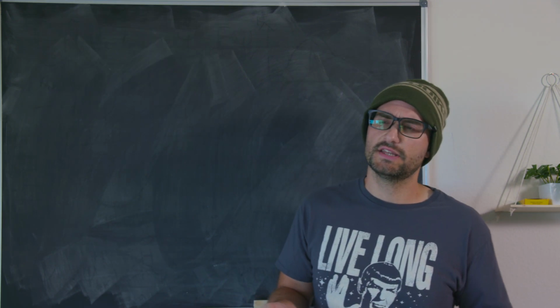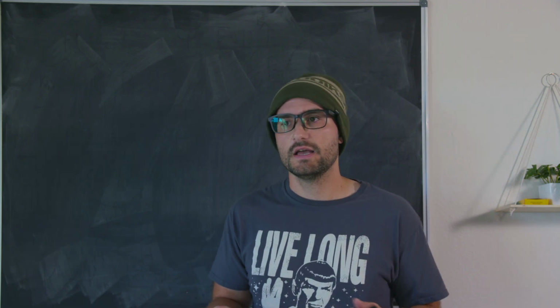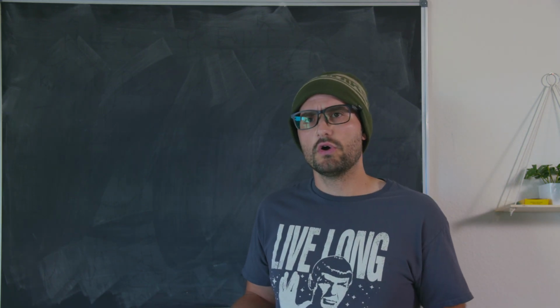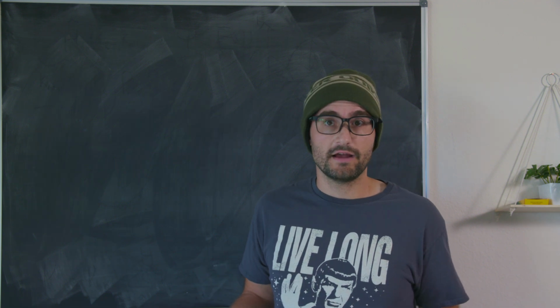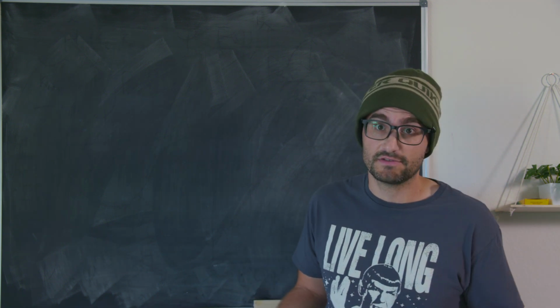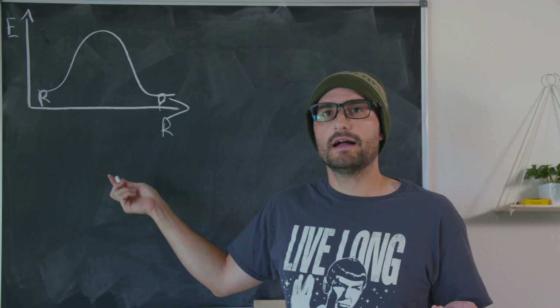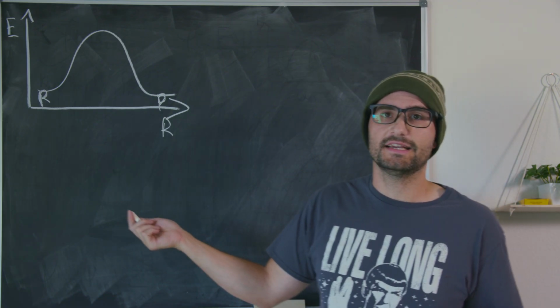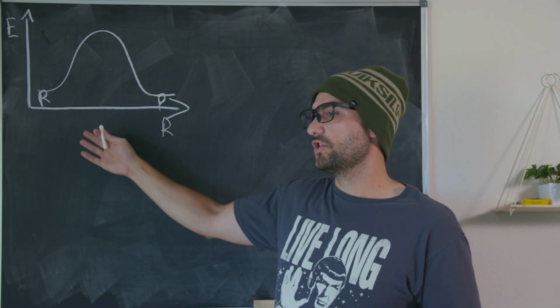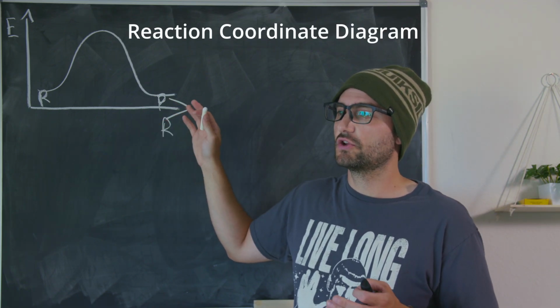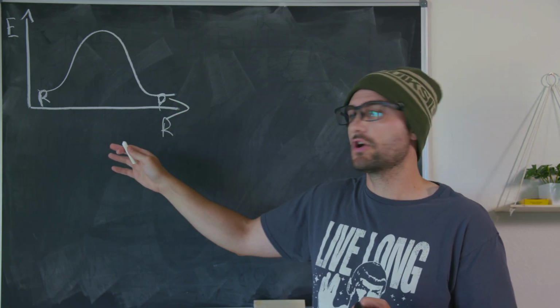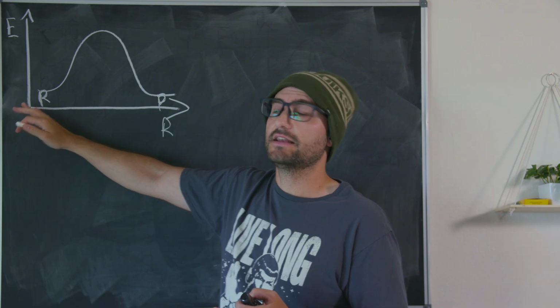So how do I understand a reaction in terms of energetics? Let's draw on the blackboard what is known as a reaction coordinate diagram, and then I'll explain what that is after I've drawn it. Like any good graph, we should probably label it. This is what is known as a reaction coordinate diagram, and it depicts energetically how we go from the reactant side to the product.